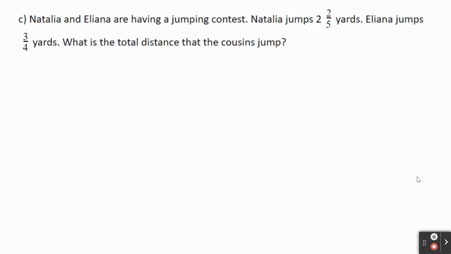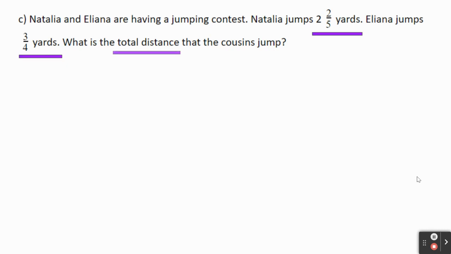Now let's try another. Natalia and Eliana are having a jumping contest. Natalia jumps 2 2/5 yards. Eliana jumps 3/4 yards. What is the total distance that the cousins jumped? So we can see that Natalia is jumping 2 2/5 yards, while Eliana is jumping 3/4 yards.